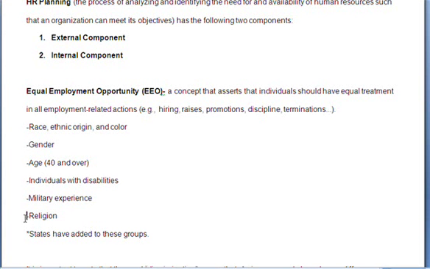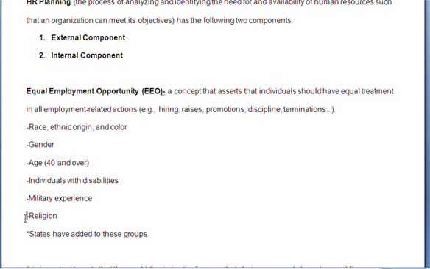The whole point of these is that companies, when they make decisions, are not supposed to factor these in at all. That is the whole purpose of Equal Employment Opportunity: they're not supposed to factor in race, ethnic origin and color, gender, a person's age if they're 40 and over, disabilities, military experience, religion. The whole purpose of this is not to protect certain groups. It's to protect all groups, to force companies to not look at these.